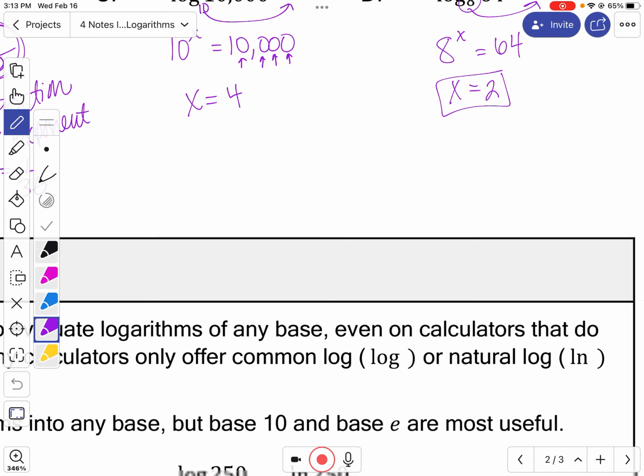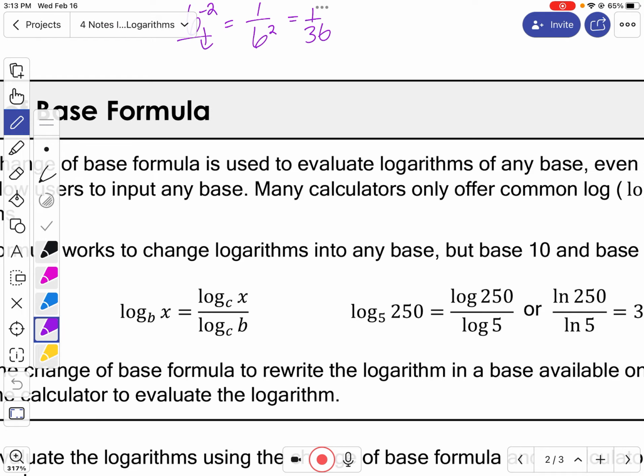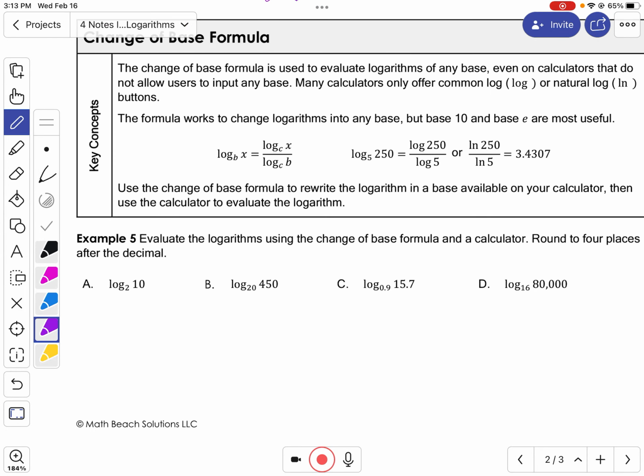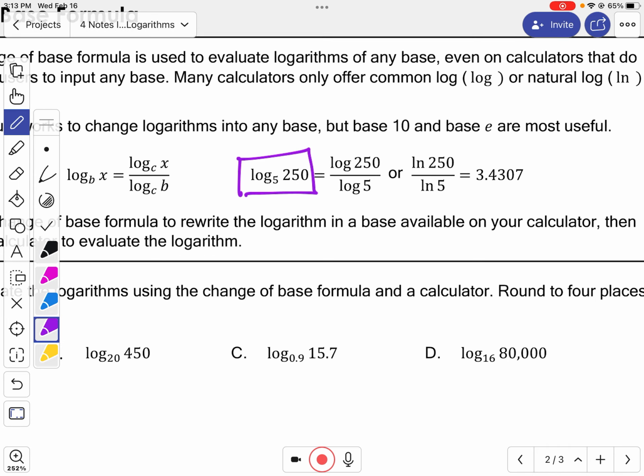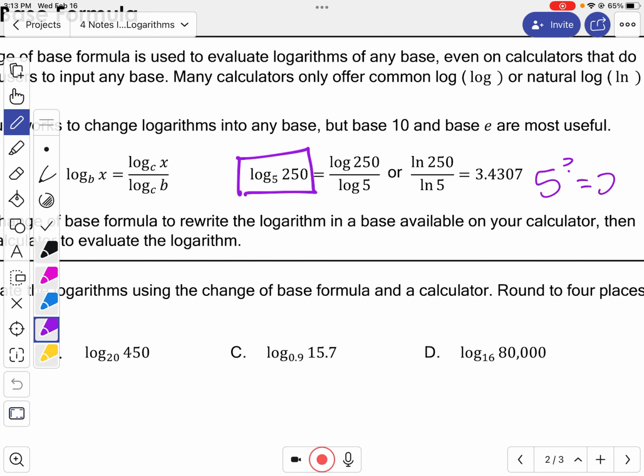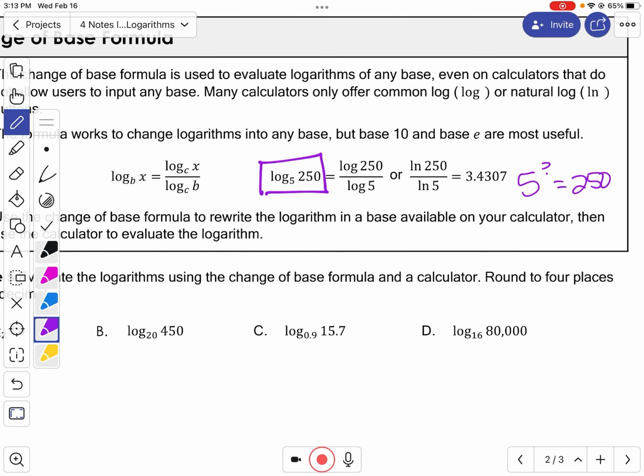Now, of course, there are going to be some times when my exponent is not a whole number. So there is a way to change the base in order to evaluate it using a calculator, okay? So if we look at it here, we would be looking at 5 to what power would give me 250? Well, that's clearly a decimal, okay? So you can use the change of base formula by using a common log. So you would take the common log of 250, divide it by the common log of your original base.